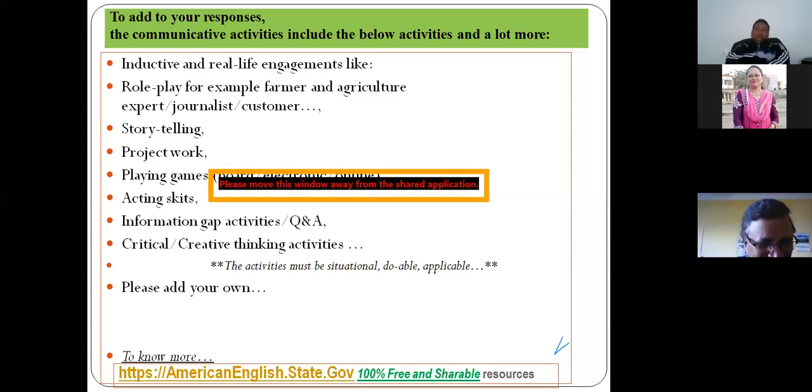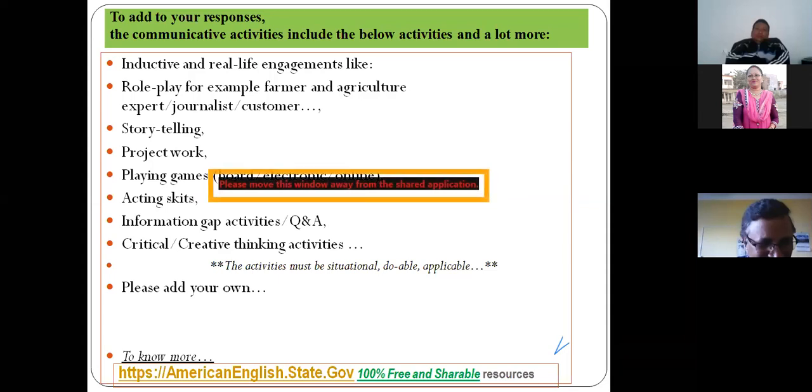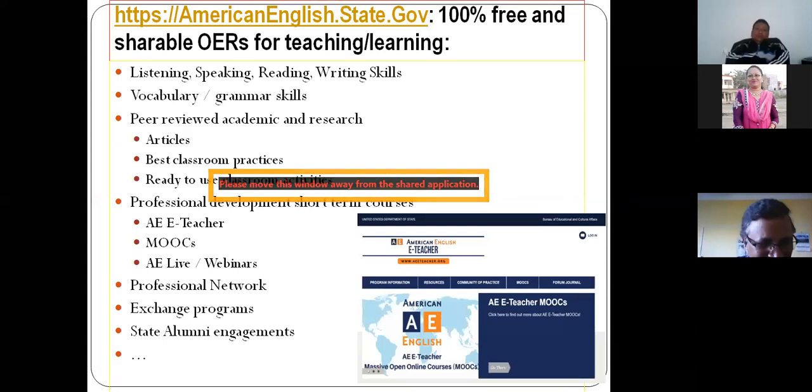So to know more, you may go to this site again. I think by now you all know by heart americanenglish.state.gov. And I would like to stress that whatever resources you find there, you can download them all and use them in your regular classroom, in your teacher training, in whatever article writing or so. But one thing you cannot do is sell this. That's the most important part. Otherwise you can use it for academic purposes.